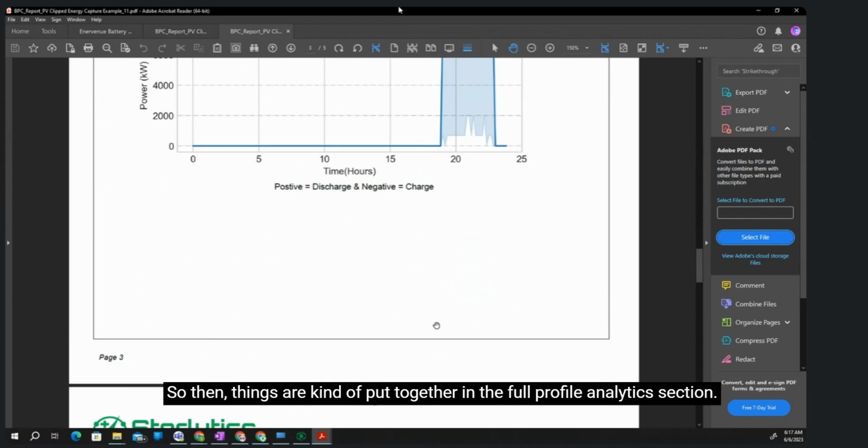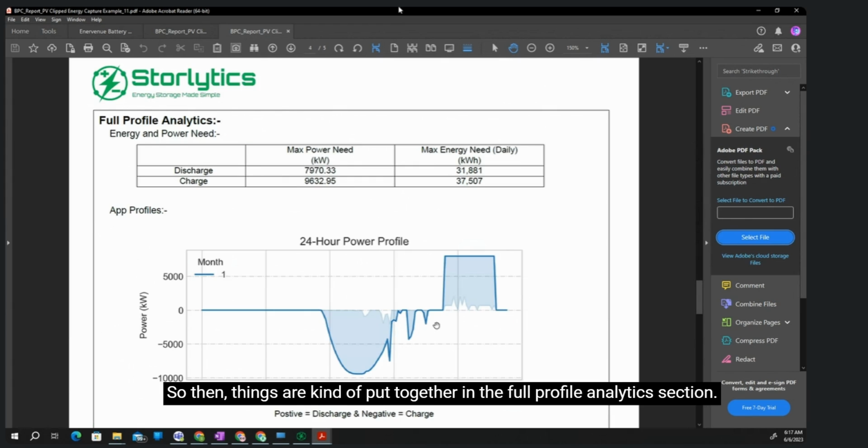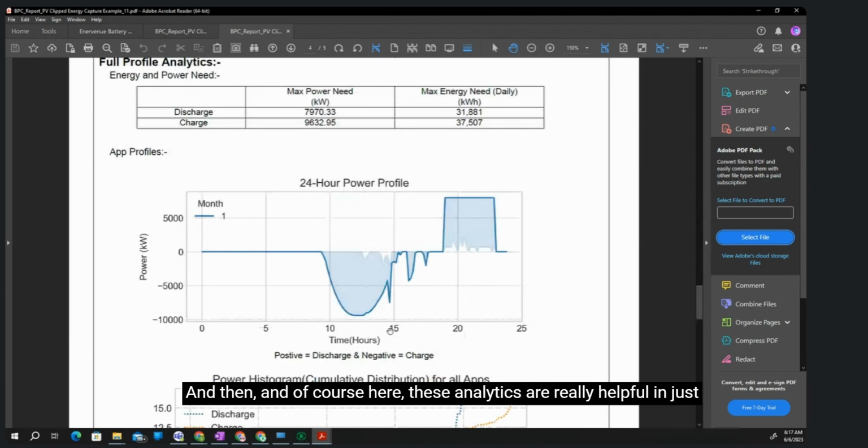Right. So then things are kind of put together in the full profile analytics section. It shows you when you were charging over a 24-hour period, when you were discharging. These analytics are really helpful in telling you the maximum energy you needed to charge, the maximum energy you needed to discharge, and same for power. So this helps you size your system.